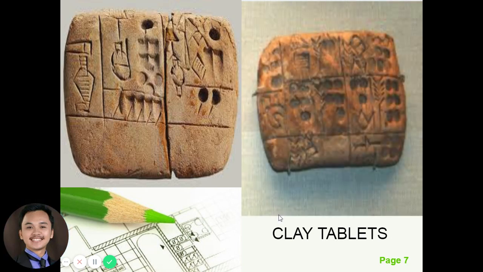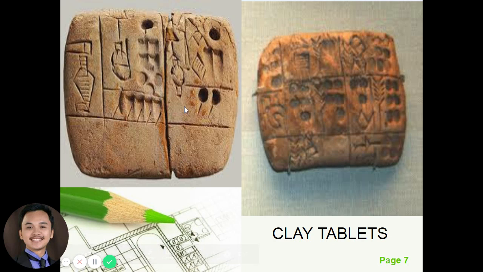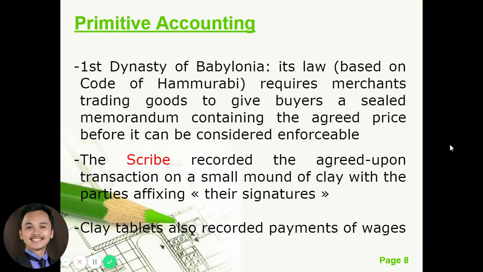So these are the examples or illustrations of clay tablets. These marks have their corresponding meaning. We do not know what they mean, but what is sure is that these marks could constitute recording from their business transactions way back in the primitive era.